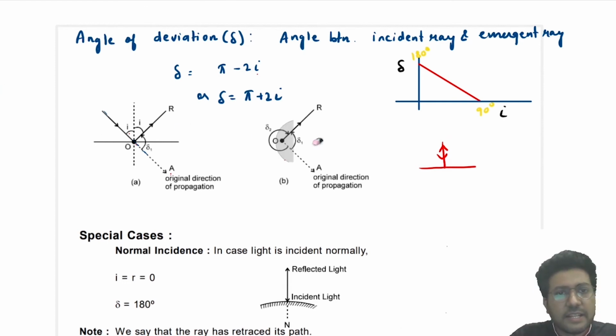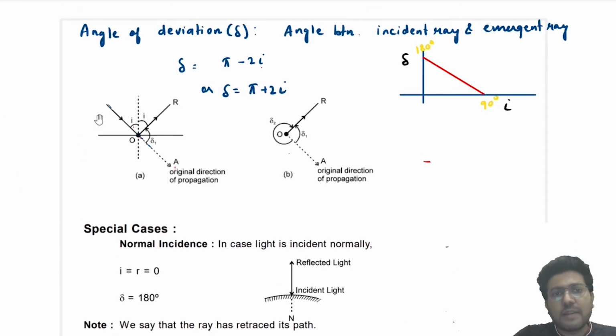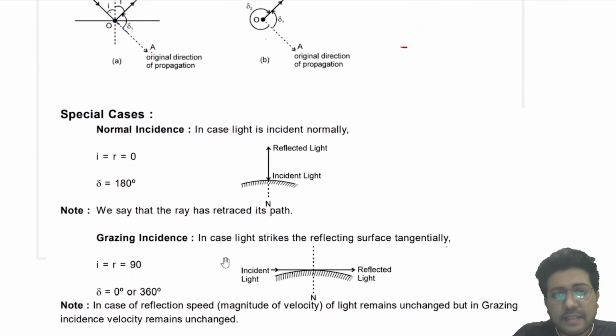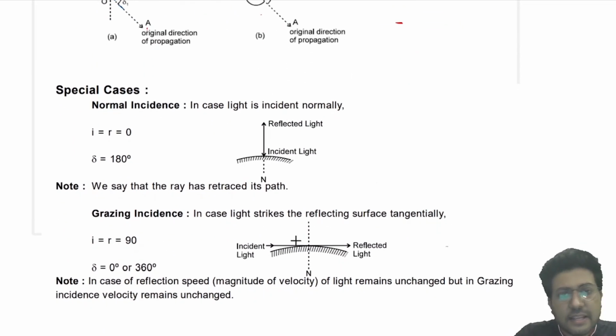I have written it here also. Special cases. First is normal incidence. Normal incidence means I is 0. When I is 0, deviation is 180 degrees. So this is normal incidence. When light is incident normally, light retraces its path. Then the second thing is grazing incidence. Grazing incidence means light is incident at an angle of 90 degrees. In that case, there is no deviation.